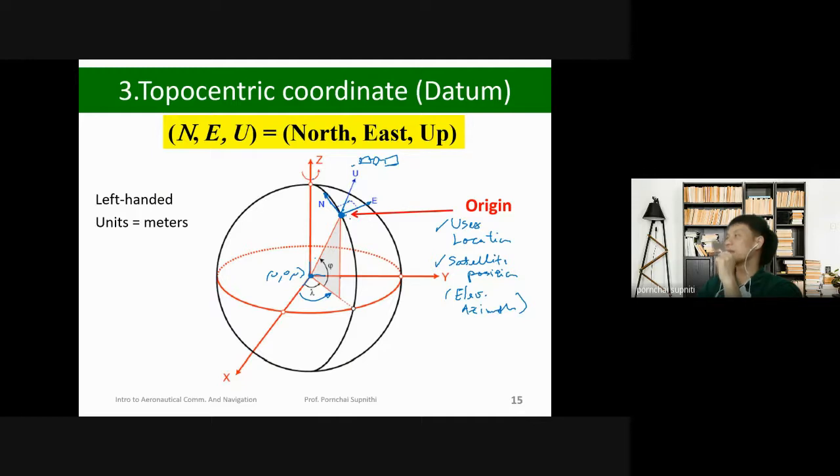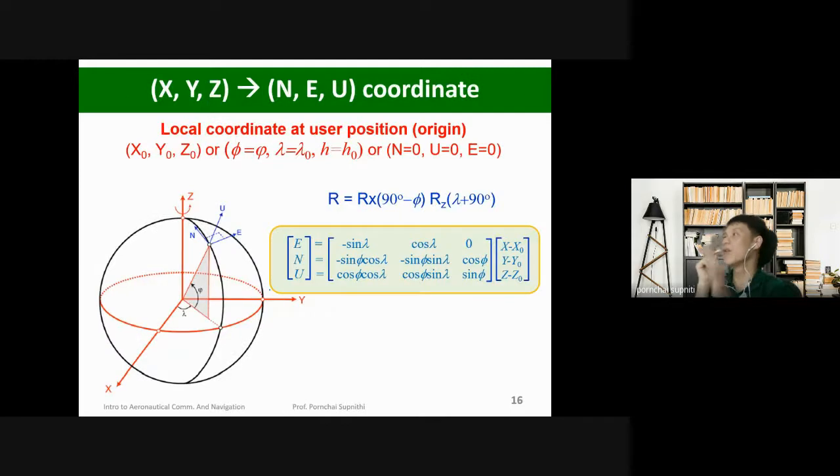And then the process is quite difficult, but it involves rotation, and it involves the axis change. If I move X here, then I need to move this center here, and then I need to rotate and change the axis. Let's say X to go to U, I have to switch. There are different processes in here, but at the end the rotation matrix can be computed as follows. In order to move from XYZ to NEU, we will go through two operations. One is the x-axis, we have to move it with 90 minus phi degrees. And for the z, we move with lambda plus 90.